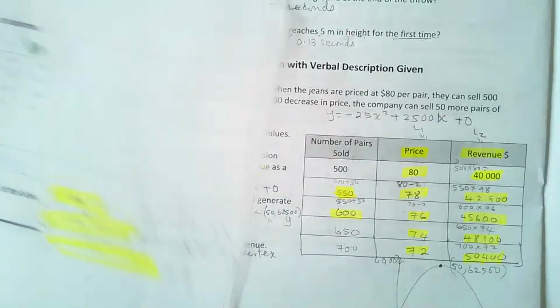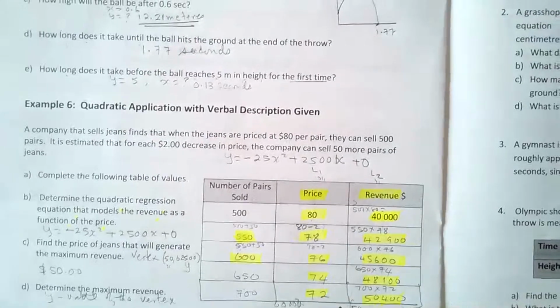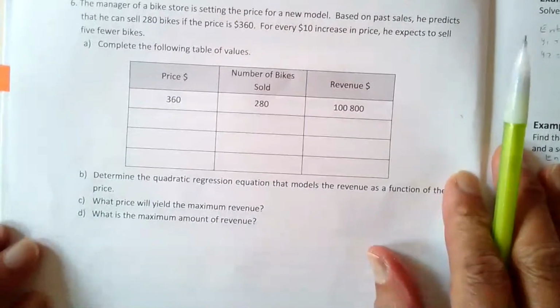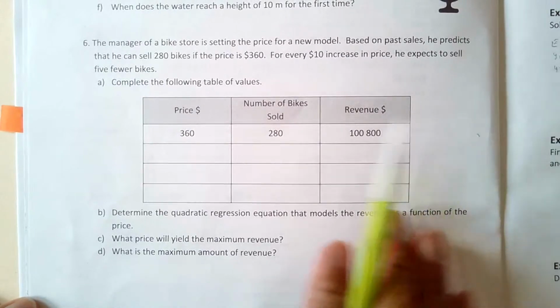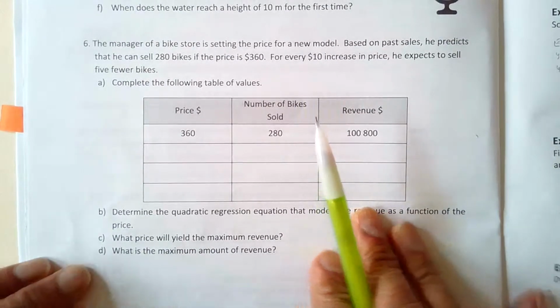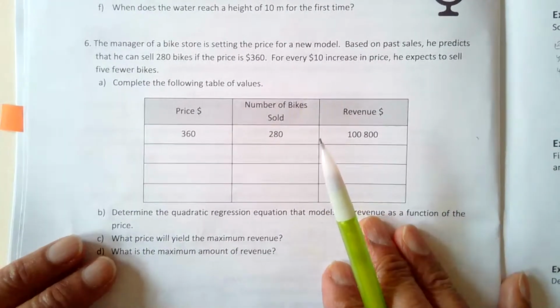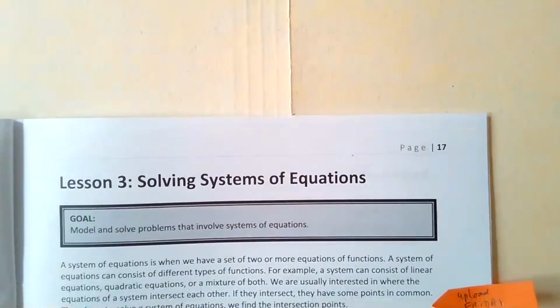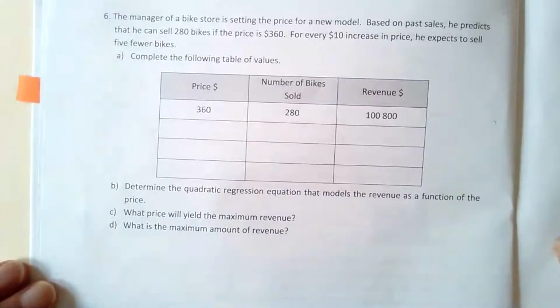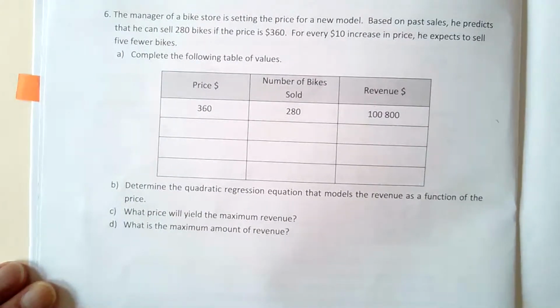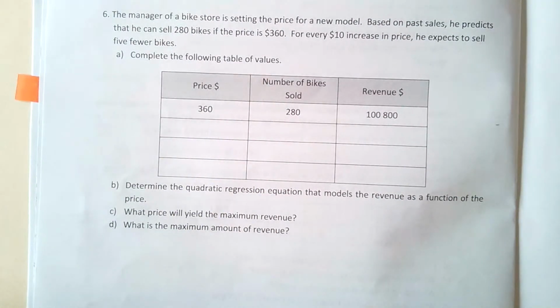Okay. So when you're given a verbal description, you may want to try question 6 in your booklet. Our last lesson will be systems of equations, which will be covered next. But for now, I would like you to complete the final assignment question for lesson 2.